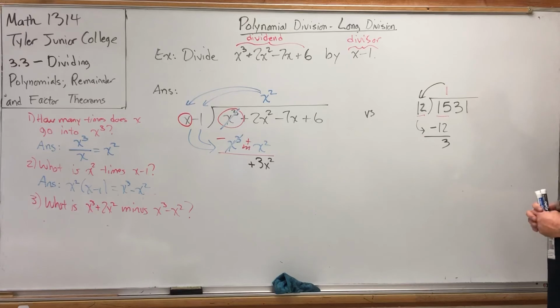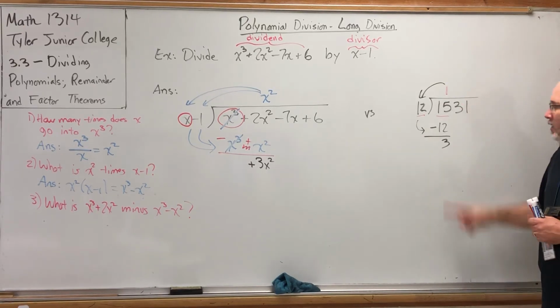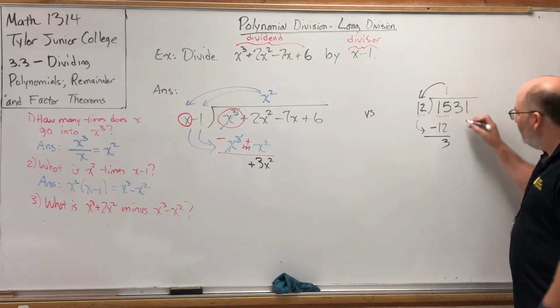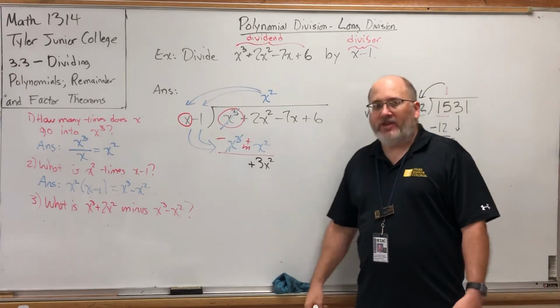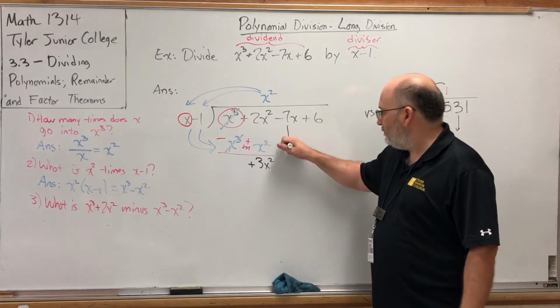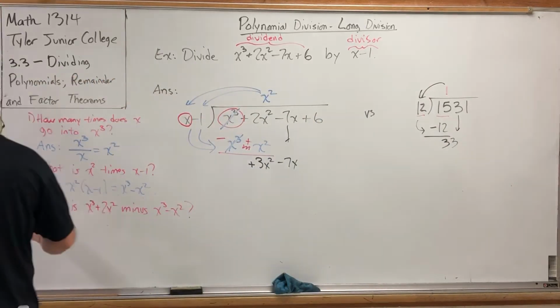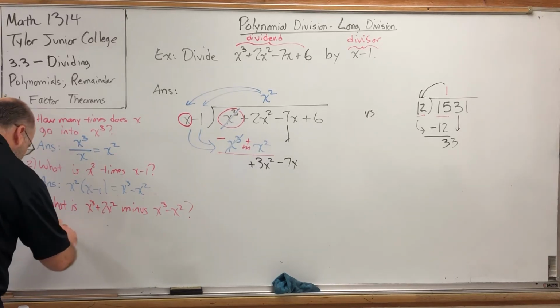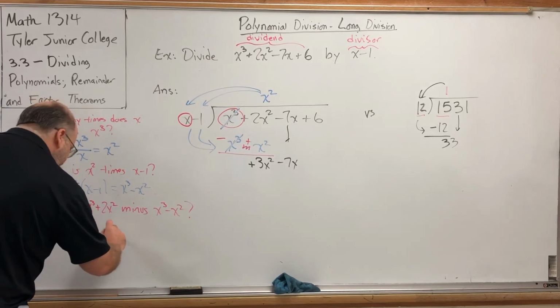What's the next move after that? We just did 15 minus 12 is 3. What's our next move? Bring down the next digit in the dividend. So bring down this 3. And guess what the next move over here is? Bring down the next term in the dividend. So for this particular problem, the next question is not a question, it's just something to do. Bring down the next term.